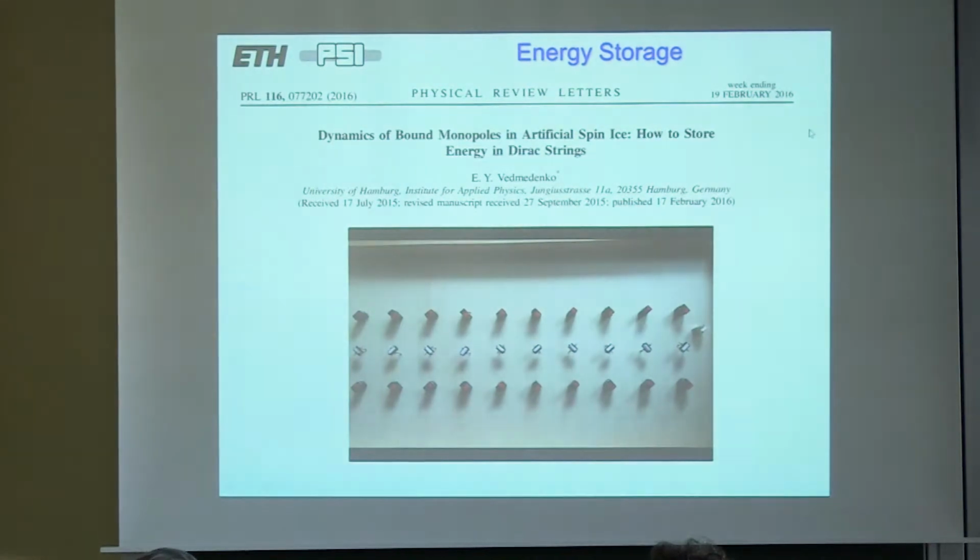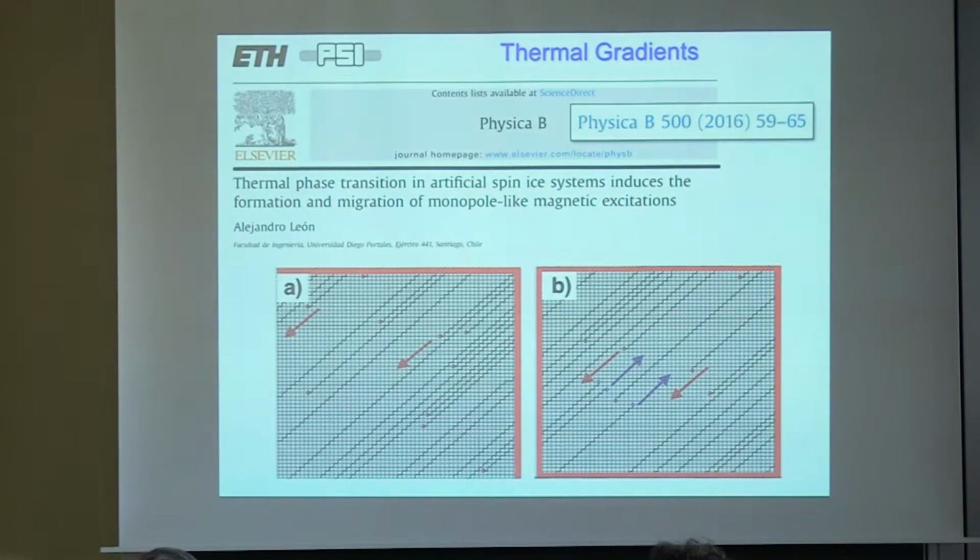And the other thing that I should mention, another idea for control, is to actually use heat at the borders of the array to cause these charge defects to nucleate and spread through the system from a particular direction. This is quite a nice piece of work from Alejandro Leon.